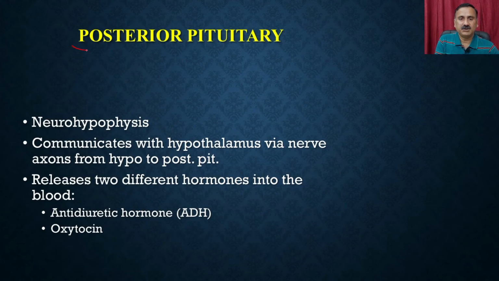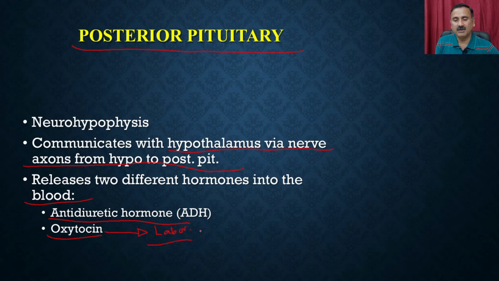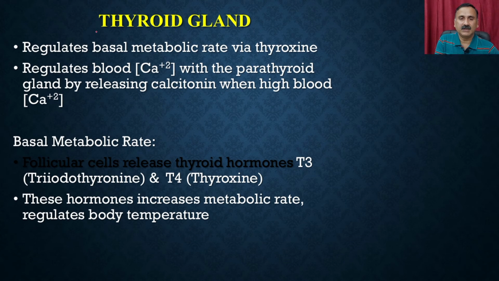Then we have the posterior pituitary. The posterior pituitary is communicating with the hypothalamus via the nerve axon from the hypothalamus to the posterior pituitary, and it releases two hormones into the blood. Its hormones are ADH or the antidiuretic hormone, and oxytocin. So, oxytocin is a hormone which is responsible for labor in the pregnant woman, right.